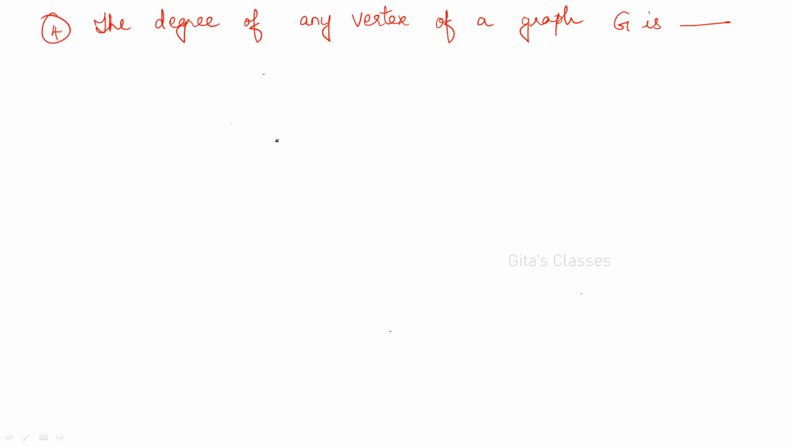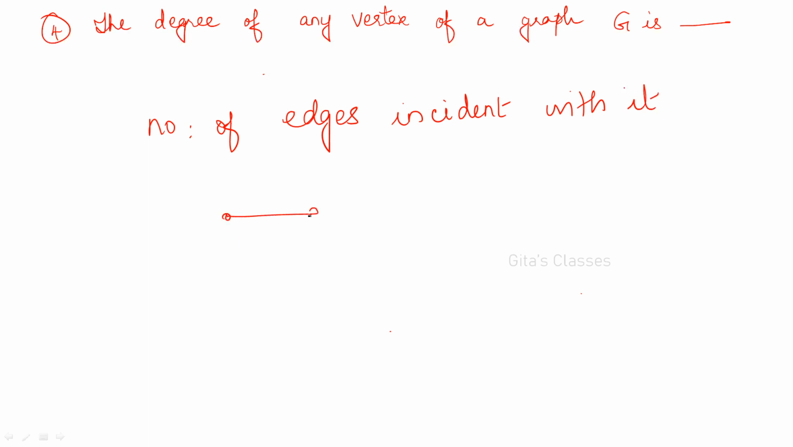The degree of any vertex of a graph G is the number of edges incident with the vertex. Okay. Suppose if you have A, B, C, D. What is the degree of A? 1. Degree of B? 1, 2, 3. You have to count the number of edges incident with the vertex. So degree of B is 3. Degree of C is 2. Degree of D is also 2.